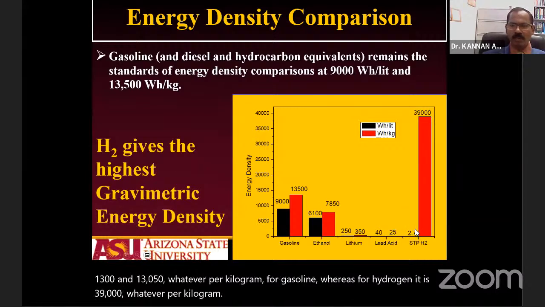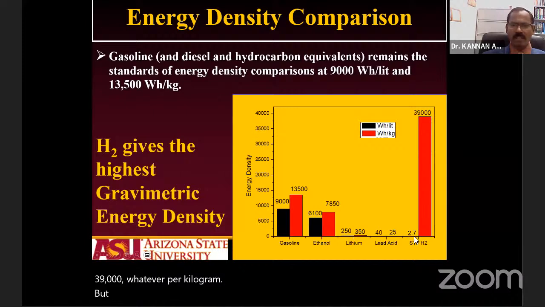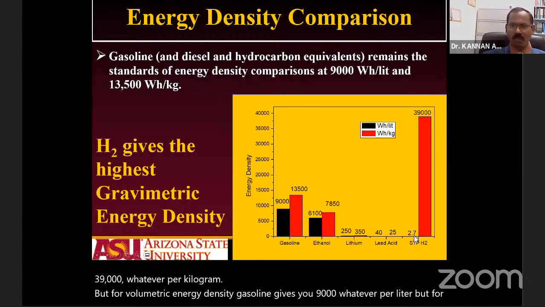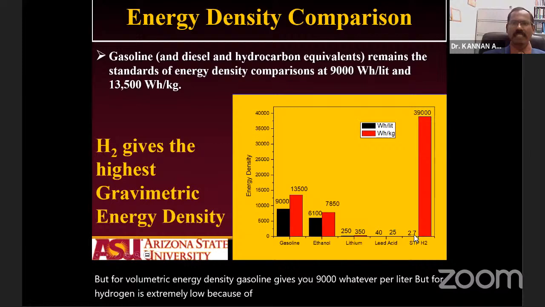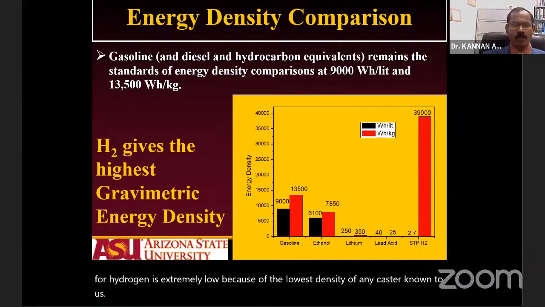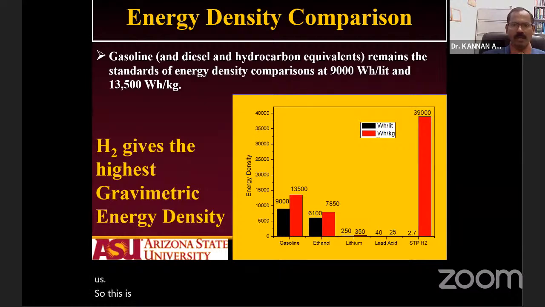But for volumetric energy density, gasoline gives you 9,000 watt-hour per liter, but for hydrogen it's extremely low because of the lowest density of any gas known to us. So this is the major reason why we want to use hydrogen as an energy source for various applications.